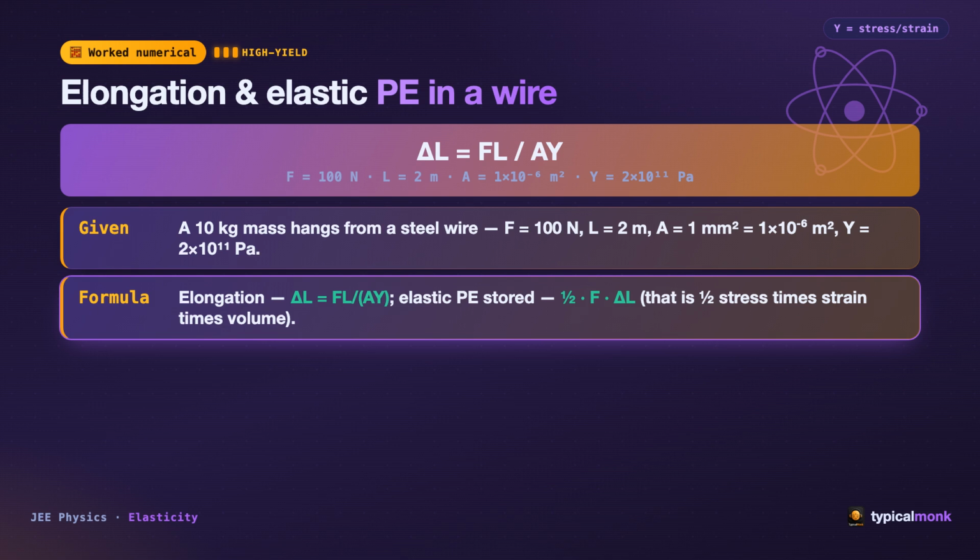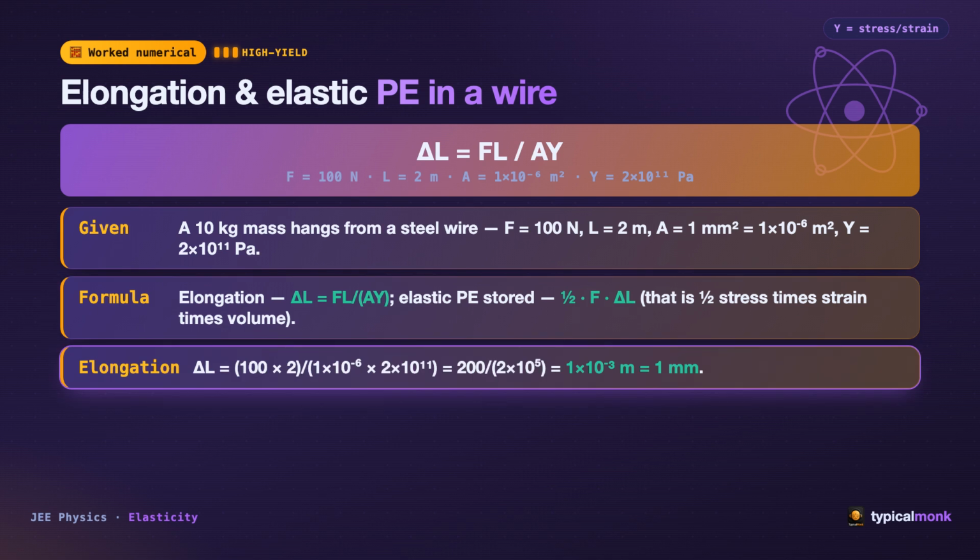The formulas. Elongation delta L equals FL over A Y, and the elastic potential energy stored equals 1/2 times F times delta L, which is the same as 1/2 stress times strain times volume. Step 3. The elongation. Delta L equals 100 times 2 divided by 1 times 10 to the power minus 6 times 2 times 10 to the power 11, which is 200 divided by 2 times 10 to the power 5. That gives 1 times 10 to the power minus 3 meters, or 1 millimeter.